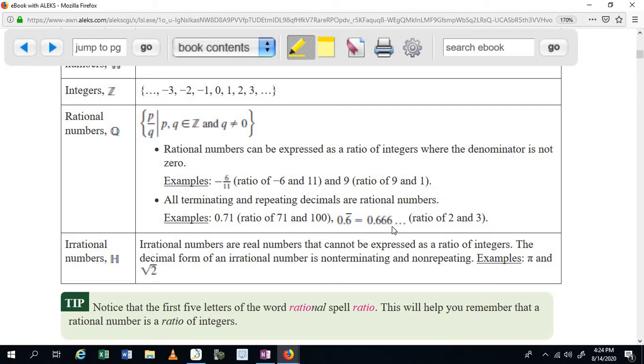Now, if it continues to repeat like this does, this is non-terminating, but it repeats. This 6 goes on forever and ever, but it's repeating. It's always 6. So if it repeats, it's rational. If it does not repeat and goes on forever, then it's irrational. And so, for example, pi, you can write pi as 3.14159, and it continues on forever, so it's non-terminating. And there is no pattern to those numbers, so you can't say that it repeats at any point. And so that's why pi is irrational.